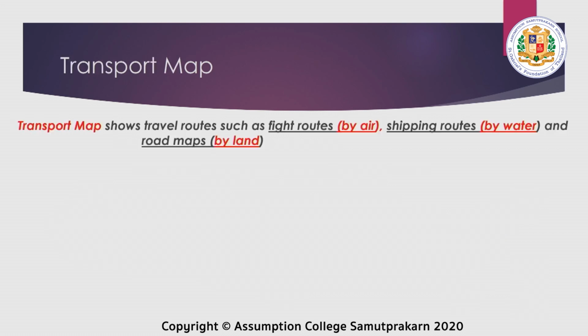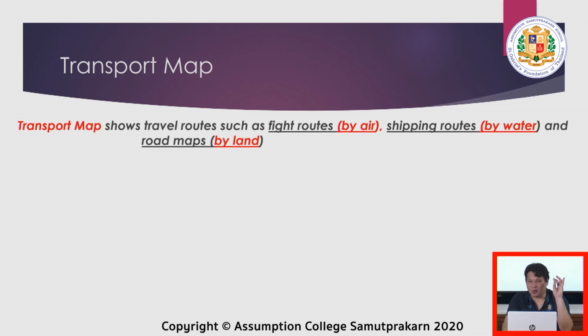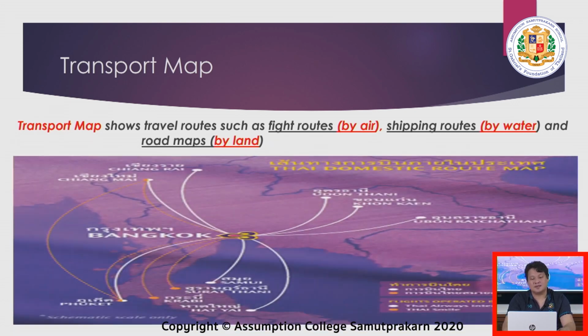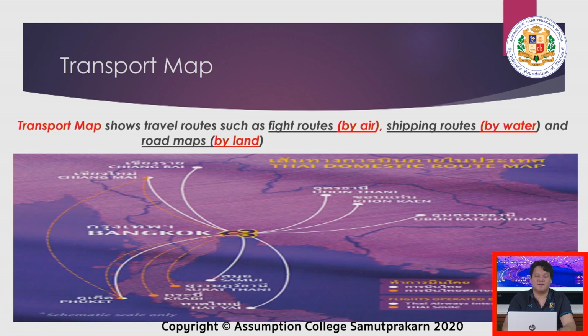Next, we have the transport map. Again, a transport map shows travel routes. Can you say again? Travel routes. These are three: by air, by water, and by land. By air, we call it flight routes. By water, shipping routes. And by land, it is a road map. This is an example of a flight route.